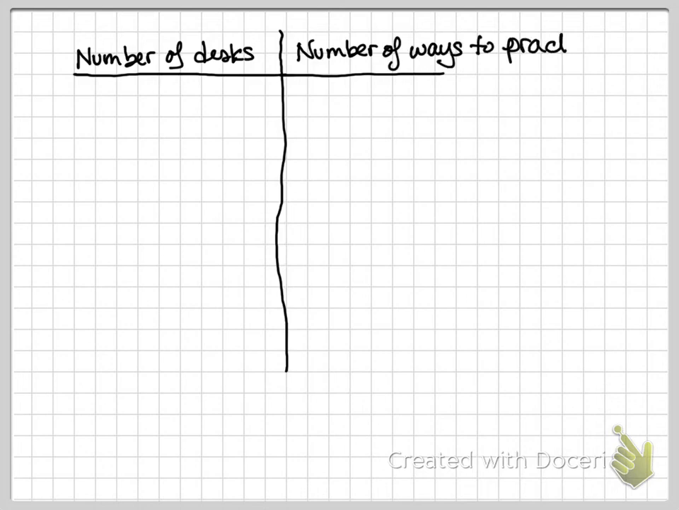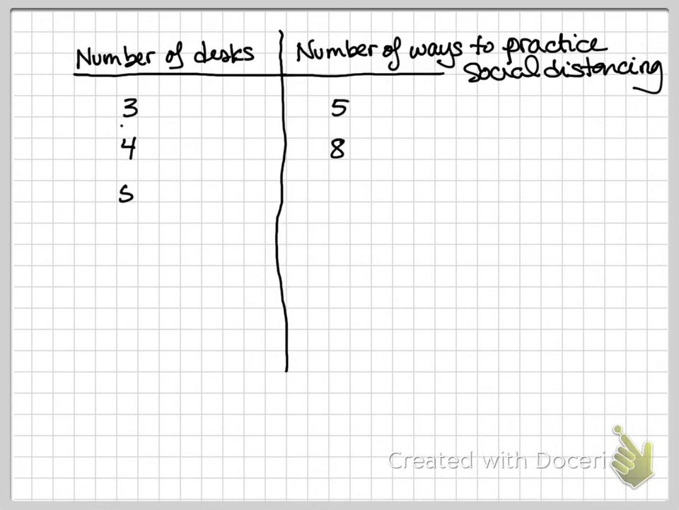So I'll have the number of desks on the left, the number of ways to practice social distancing on the right. When n is 3, we got 5. When n was 4, we found that there were 8 ways. When we had 5 desks, we found that they were 13 ways, and we saw that the 13 could also be found by just adding 8 and 5. Well, so then when n equals 6, I think we can do the same kind of reasoning.